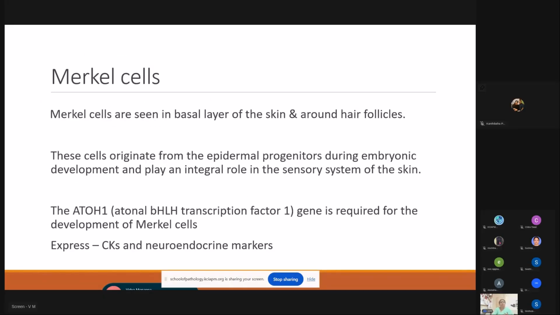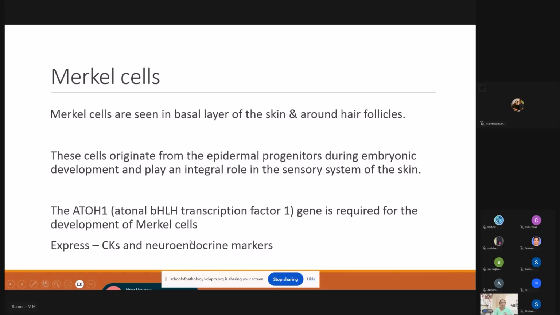So we were talking about Merkel cells, right? Why does this tumor show cells which resemble Merkel cells? Now, what are these Merkel cells? Merkel cells are seen in the basal layer of the skin and around hair follicles. They originate from the epidermal progenitors during embryonic development, and they play an important role in the sensory system of the skin, mainly functioning as mechanoreceptors. Let us remember this: ATOH1, or atonal BHLH transcription factor 1, is the gene that is required for development of Merkel cells. Now remember this. Why? We will come to know later.